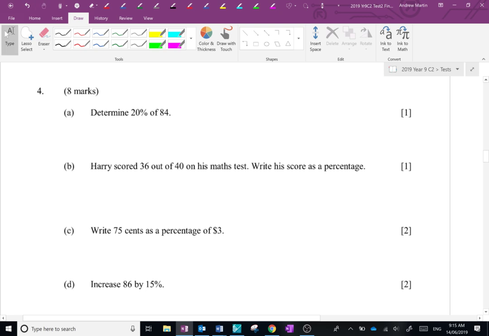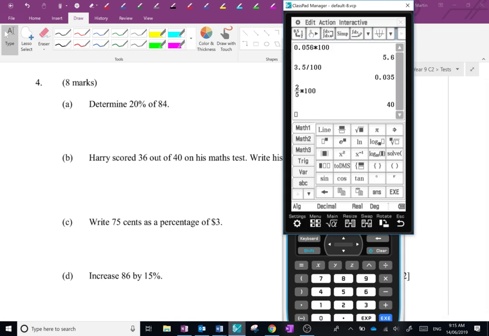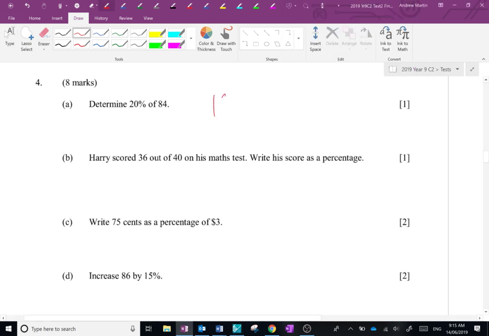Question 4. Determine 20% of 84. Okay, so we have 84 multiplied by 20%. We write it as a decimal, so 0.2. 16.8. Harry scored 36 out of 40 on his maths test. Write his score as a percentage.